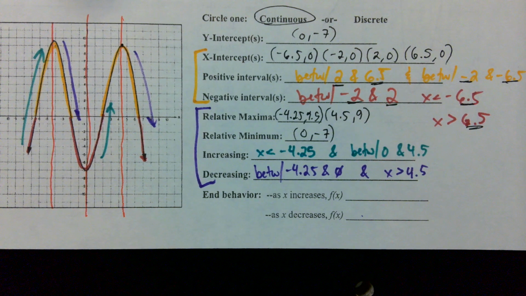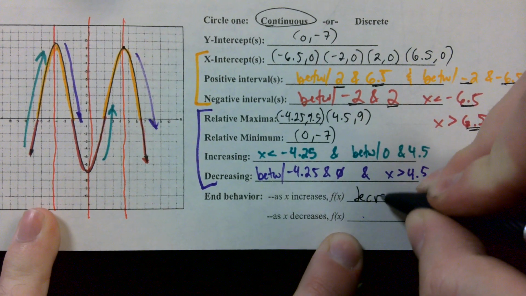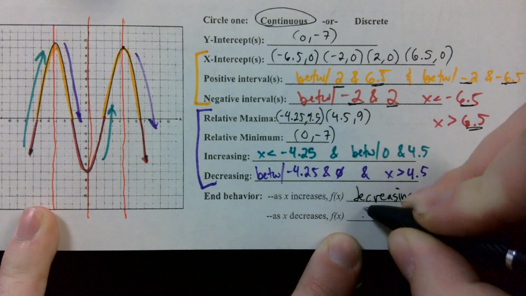All right? Now, end behavior. Where are my arrows pointing here? Both down. Both decrease. So whether x is increasing or decreasing, it doesn't matter. My function is going to be decreasing. Both my arrows are pointing down.